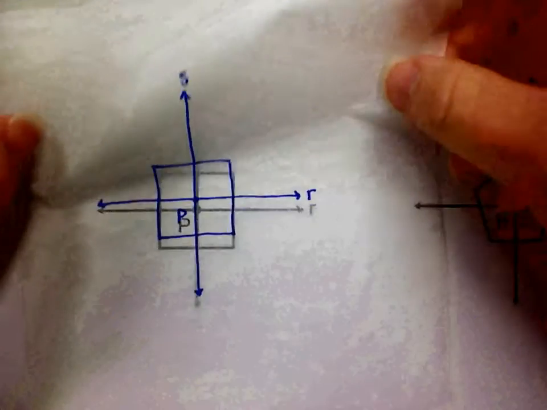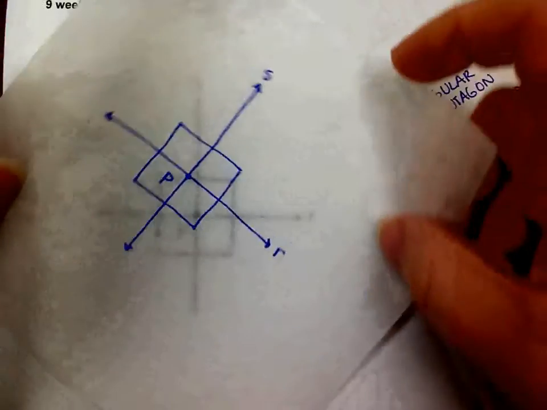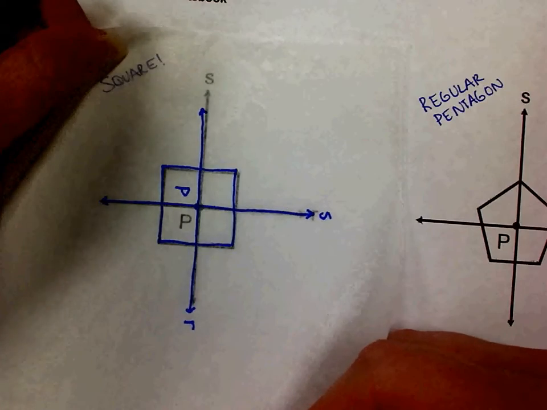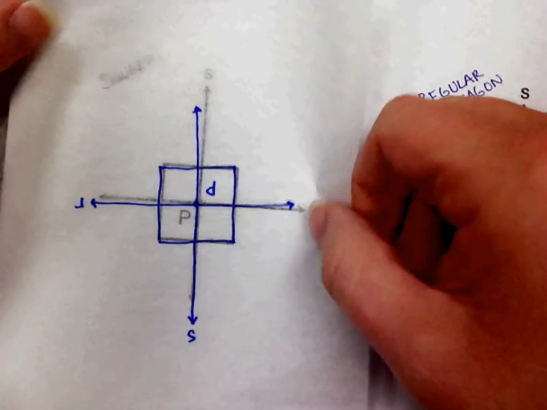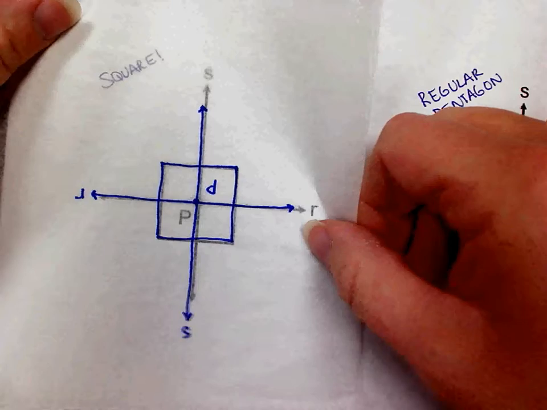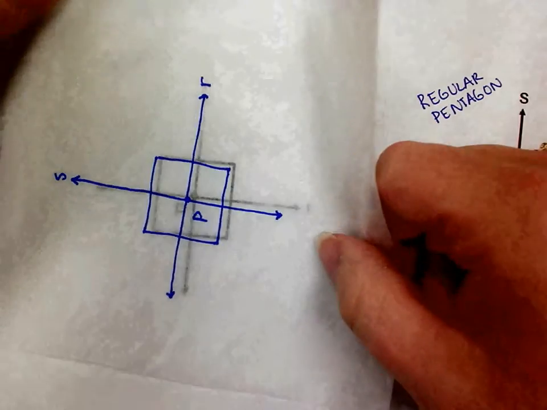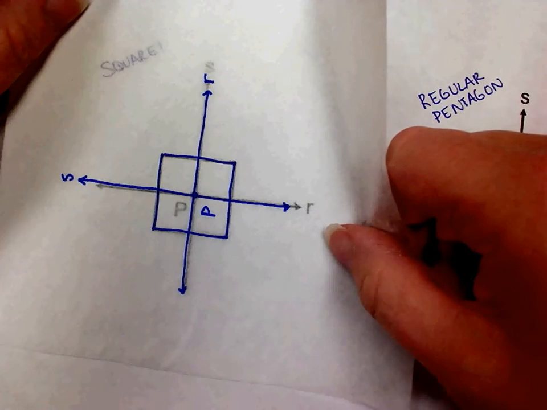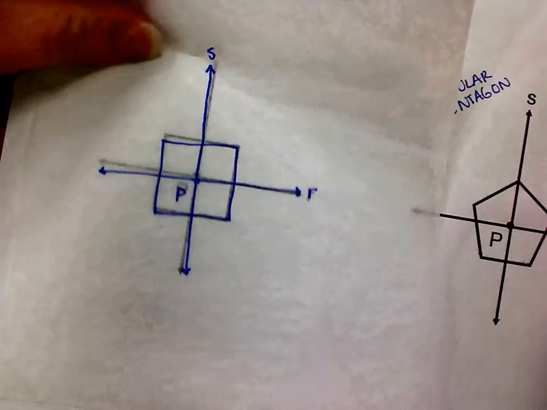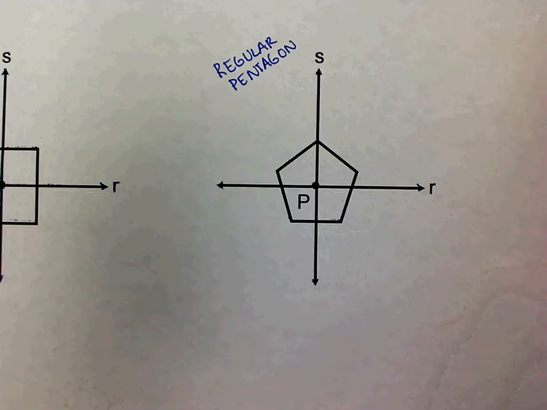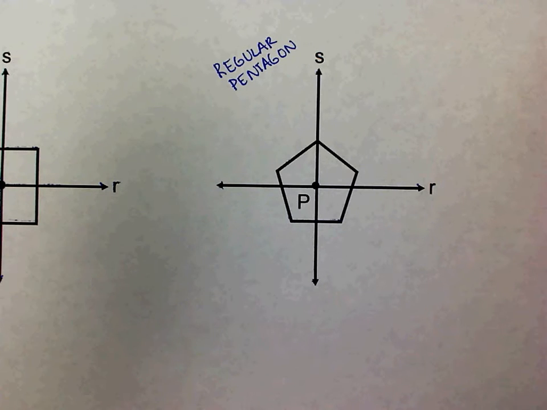If we do a 90-degree rotation with a square, since all the sides are congruent, it looks exactly like it did. If we do 180 degrees, it looks exactly like it did. If we do 270 degrees, it looks exactly like it did. Okay, so all of those would apply to the square. Let's look at a regular pentagon. Again, remember, regular means all sides are congruent.